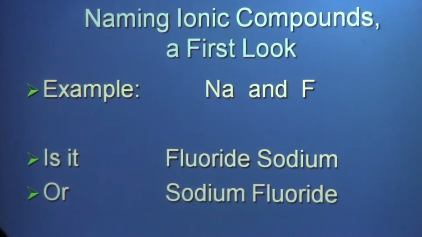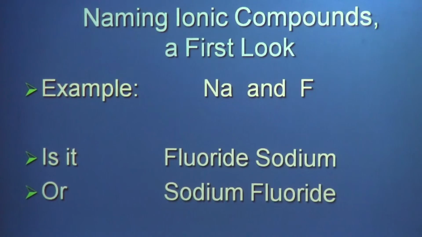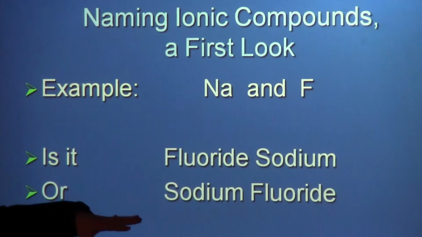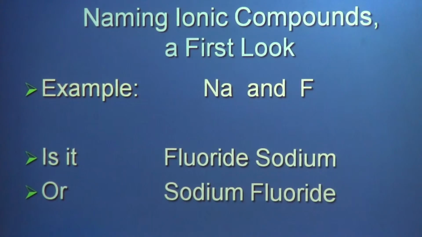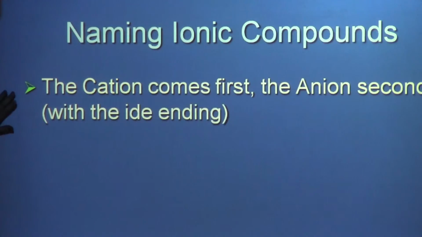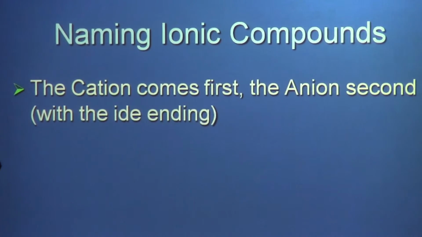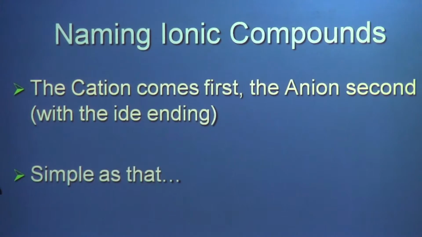And the reason, the rule, think about when you're reading a page. You read from what side to what side? Left to right. Where are the metals located? On the left. So the metals come first. What goes on the right? The nonmetals, the -ide ending. So when you're naming these, the cation will come first, and then the anion will come second with the -ide ending.